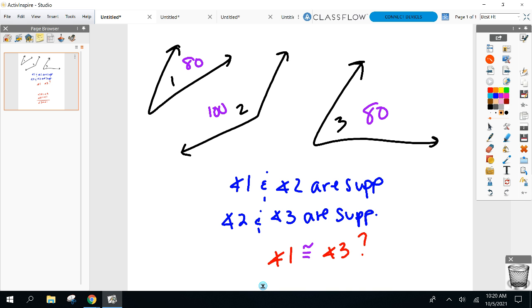One more time. What were 1 and 3 supplementary to? Angle 2, the same angle. So if 2 angles are supplementary to the same angle, they are congruent. One more time? Sure. If 2 angles are supplementary to the same angle, what were 1 and 3 supplementary to? Angle 2, they're congruent to each other. Everyone see that?